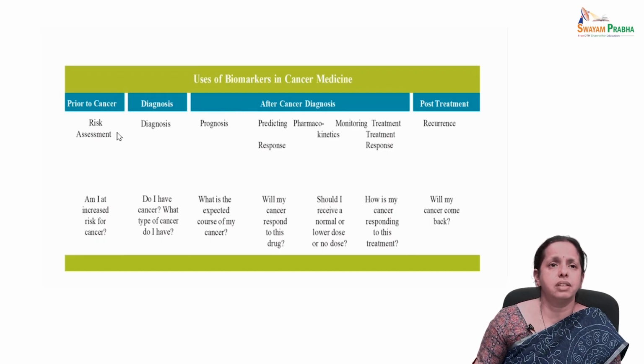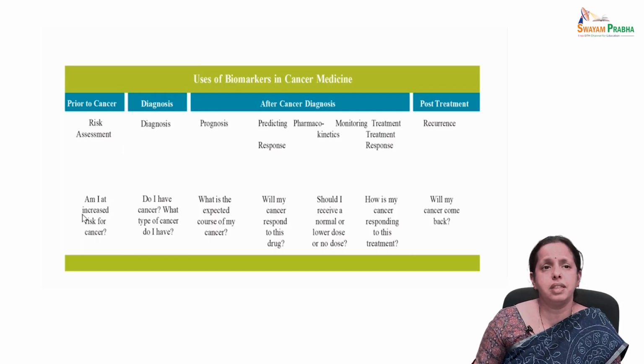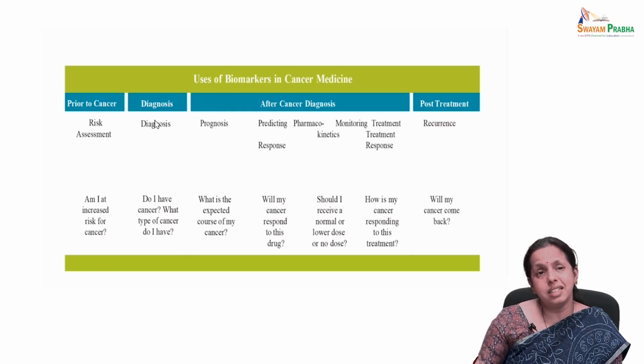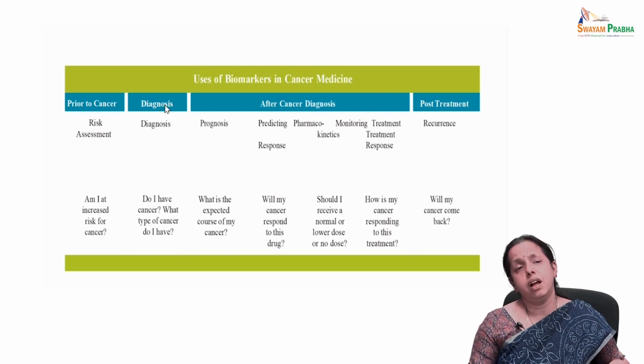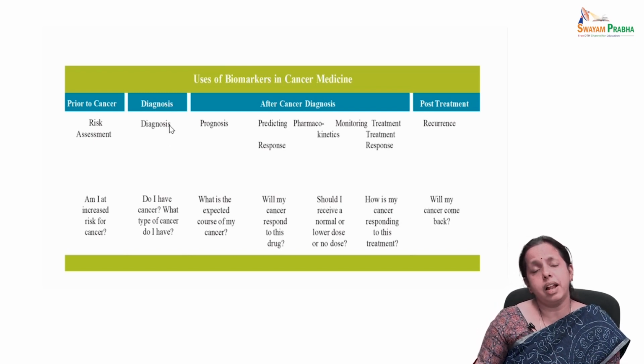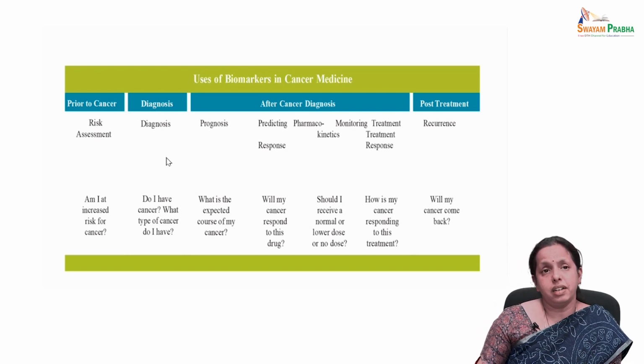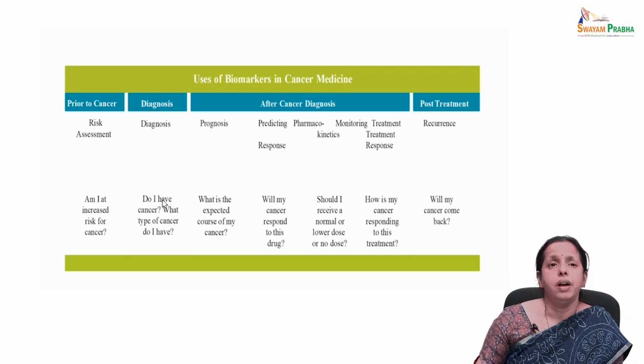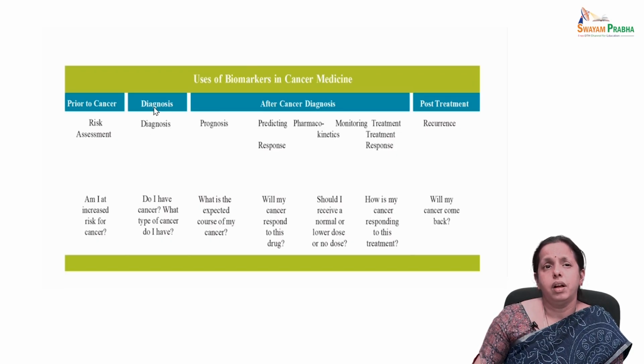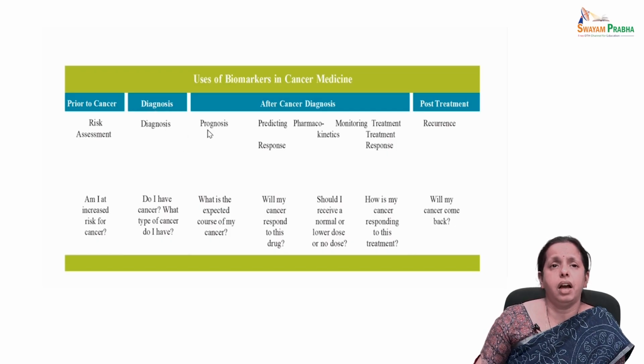For example, prior to cancer, risk assessment, as I mentioned before: is the patient at increased risk for cancer? Diagnosis: is this biomarker useful? If you have a particular protein, whatever it is, is it useful for diagnosis? Yes. Do I have a cancer? What type of cancer do I have? For example, here are your classic examples of breast cancer markers, that is your ER, PR, and HER2 markers.